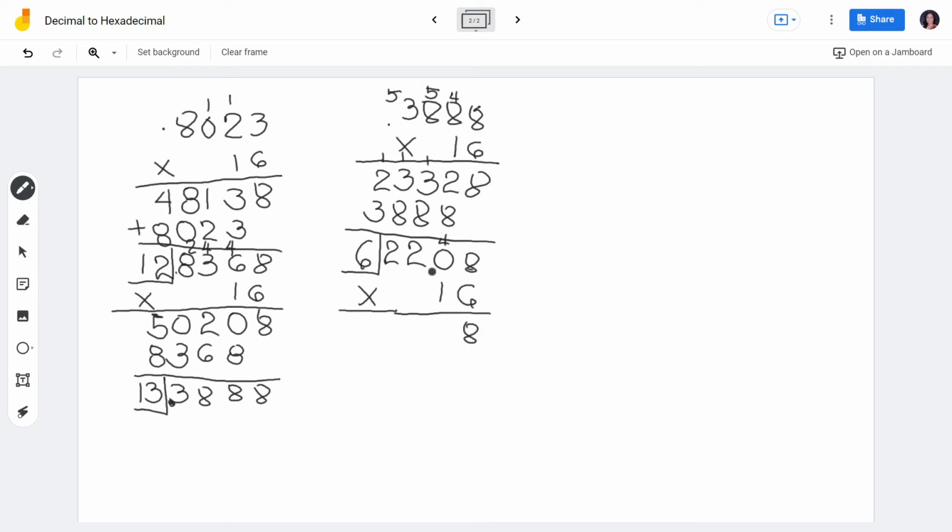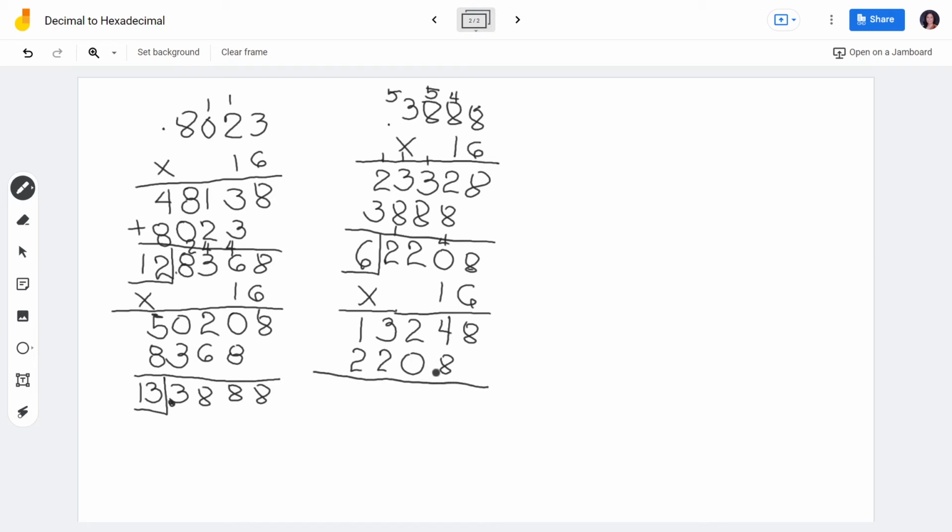6 times 0 is 0. Plus 4 is 4. 6 times 2 is 12. And then 6 times 2 is 12 plus 1, 13. And then 1 times 8 is 8. 1 times 0 is 0. 1 times 2 is 2. 1 times 2 is 2.